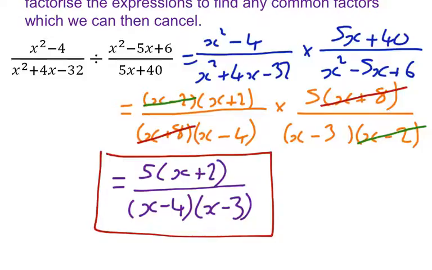So that's how we deal with multiplying and dividing algebraic fractions that have more than one term in the numerator or the denominator. First of all we factorise, and then we cancel out any common factors.